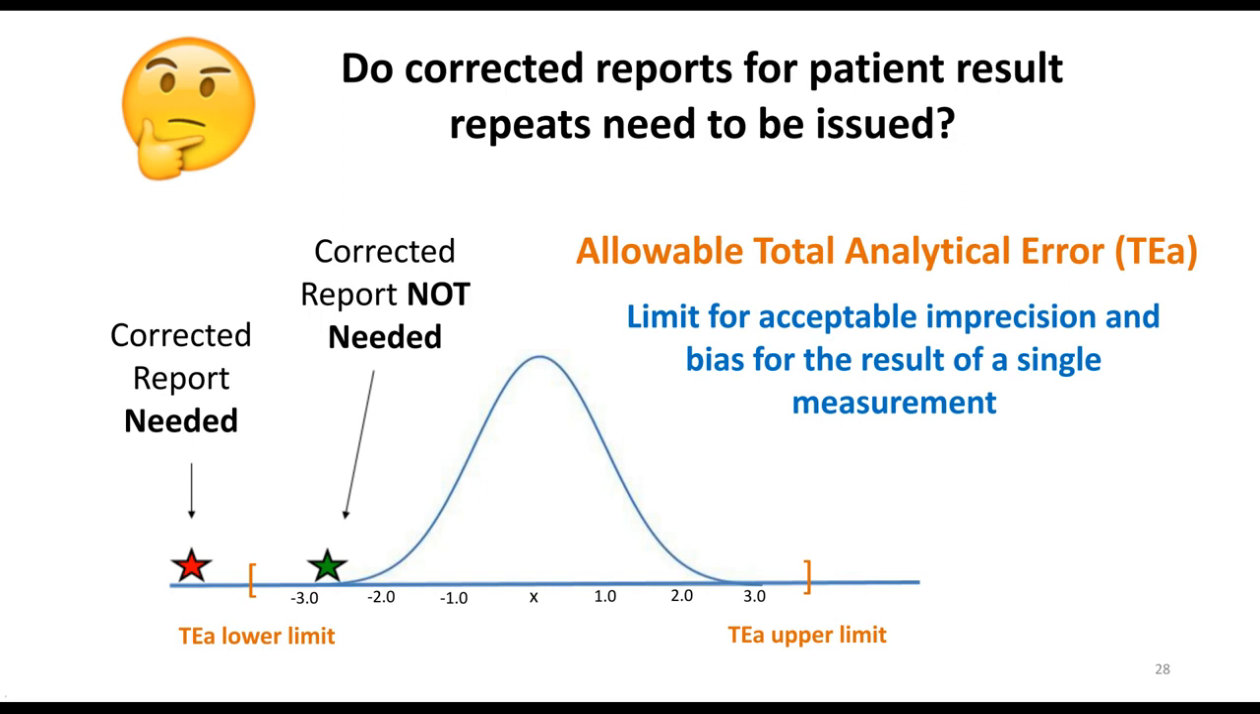If after correcting the problem, the original erroneous value was within the allowable total analytical error limits, as shown by the green star, corrected reports do not need to be issued because a clinically significant impact of the error is unlikely. If, however, the original erroneous values fall outside the allowable total analytical error limit, as shown by the red star, then a clinically significant impact of the error is likely, and corrected reports need to be issued.